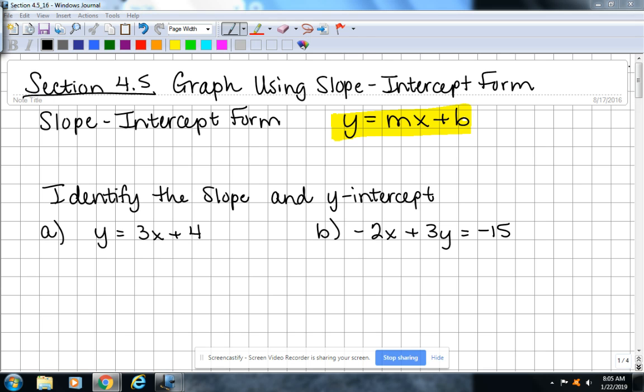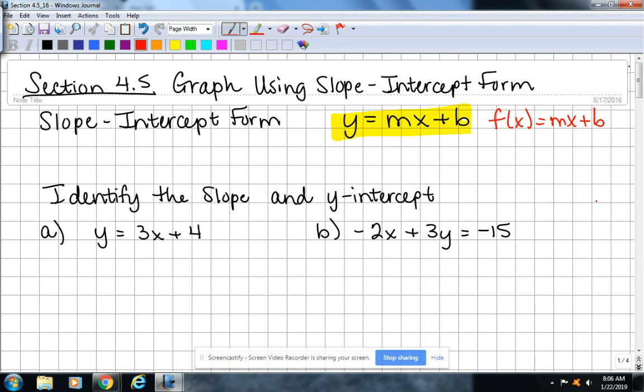We'll be doing section 4.5, which is graphing with slope-intercept form. This is one of the most important sections in this chapter, and maybe even one of the most important lessons in all of Algebra 1. The good news is we've probably seen it before, right? Most of my students already know y equals mx plus b, which is a good thing. Another way we see it written sometimes is f of x equals mx plus b.